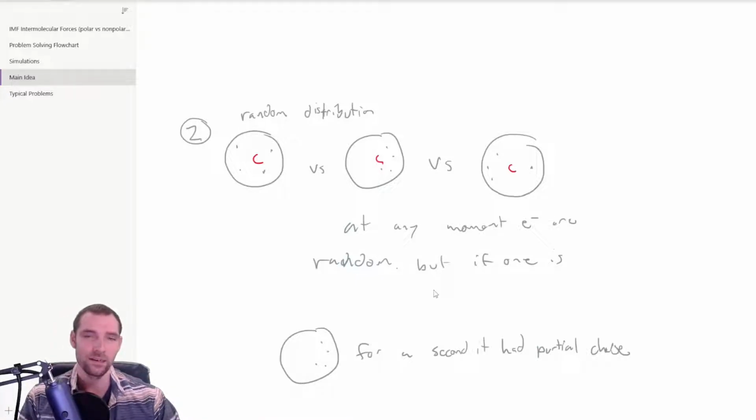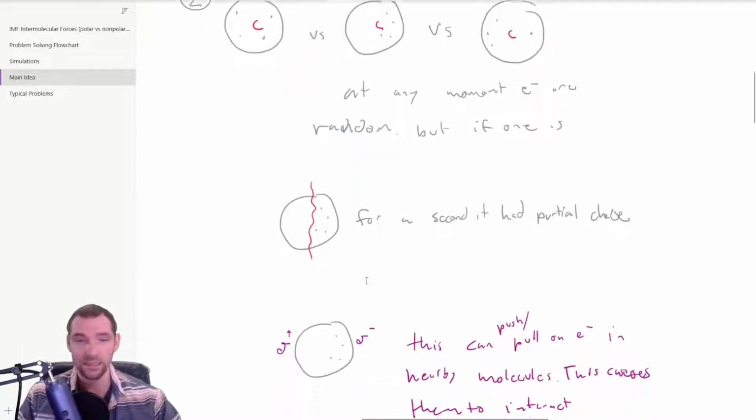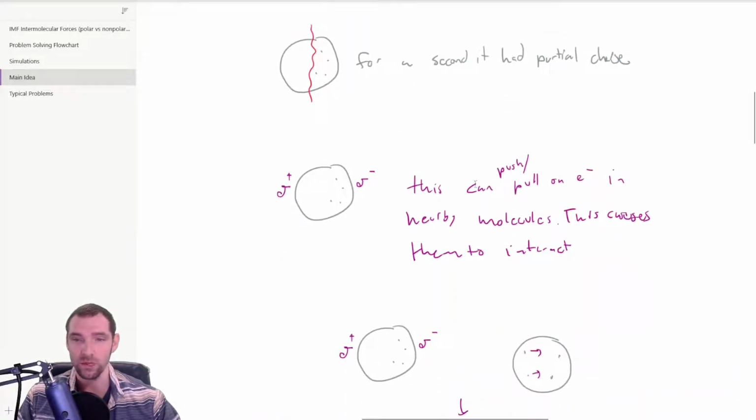independently. So at any given moment, you might have them all kind of on one side. You can see all the electrons are on one side here. And so when we have all of our electrons on one side, even if it's just for a brief second, that can push or pull other electrons in nearby molecules.